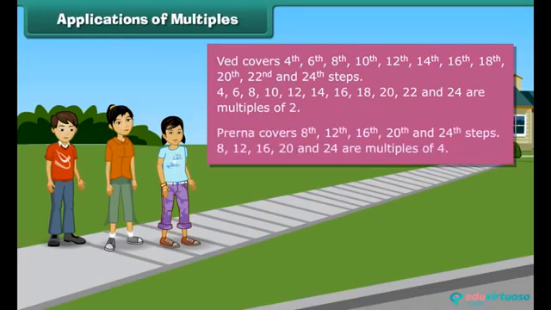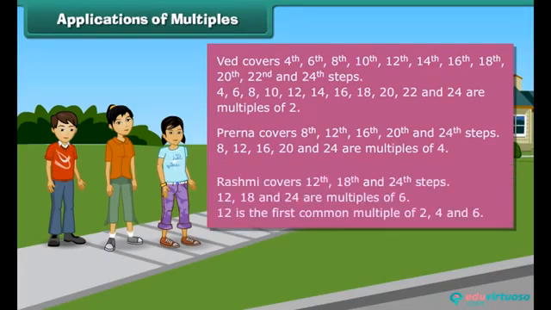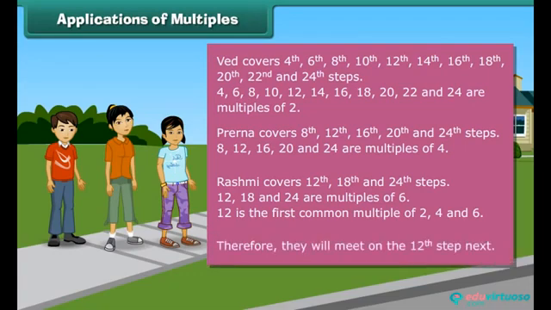Prerna covers 8th, 12th, 16th, 20th, and 24th steps. 8, 12, 16, 20, and 24 are multiples of 4. Rashmi covers 12th, 18th, and 24th steps. 12, 18, and 24 are multiples of 6. 12 is the first common multiple of 2, 4, and 6. Therefore, they will meet on the 12th step.